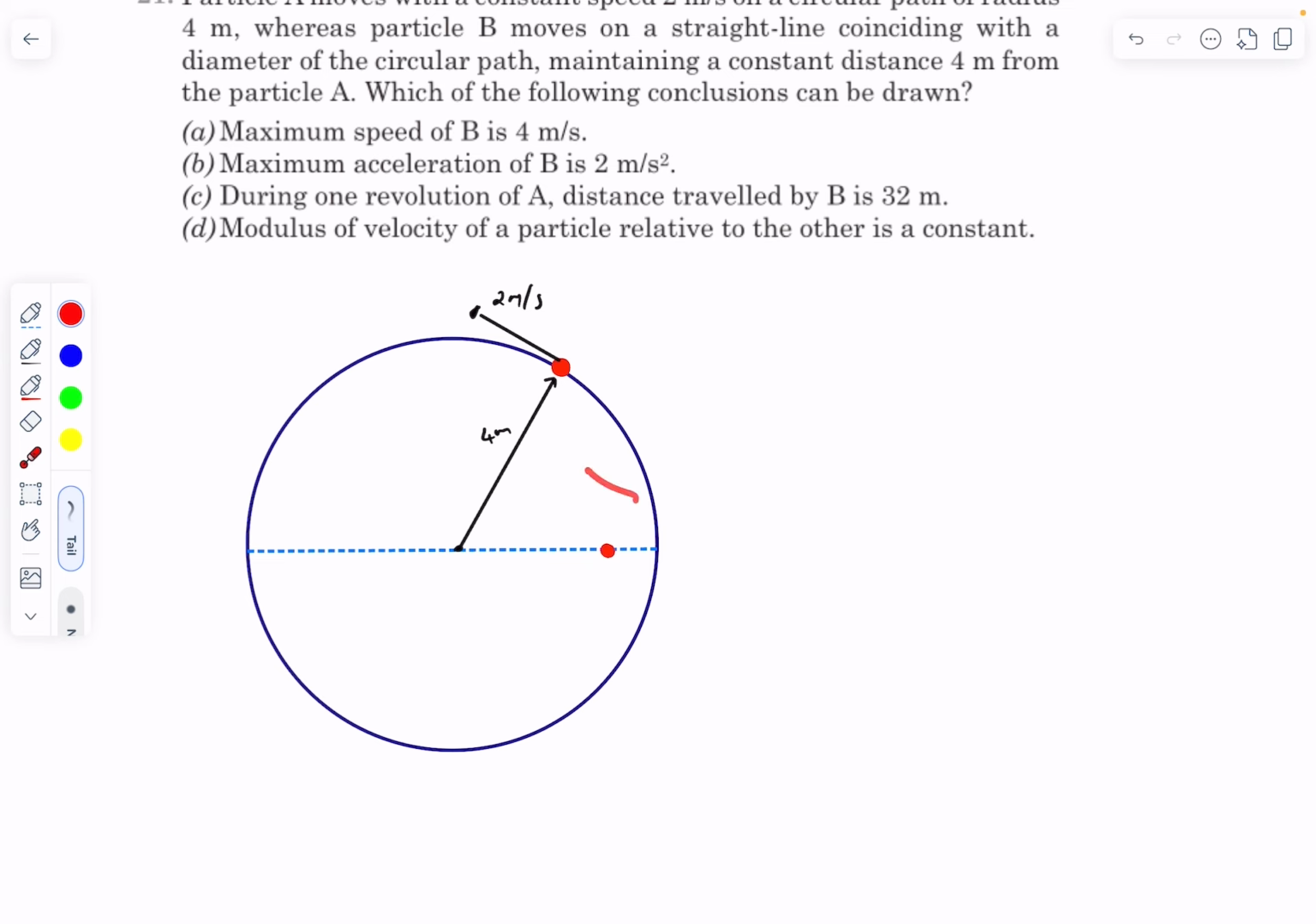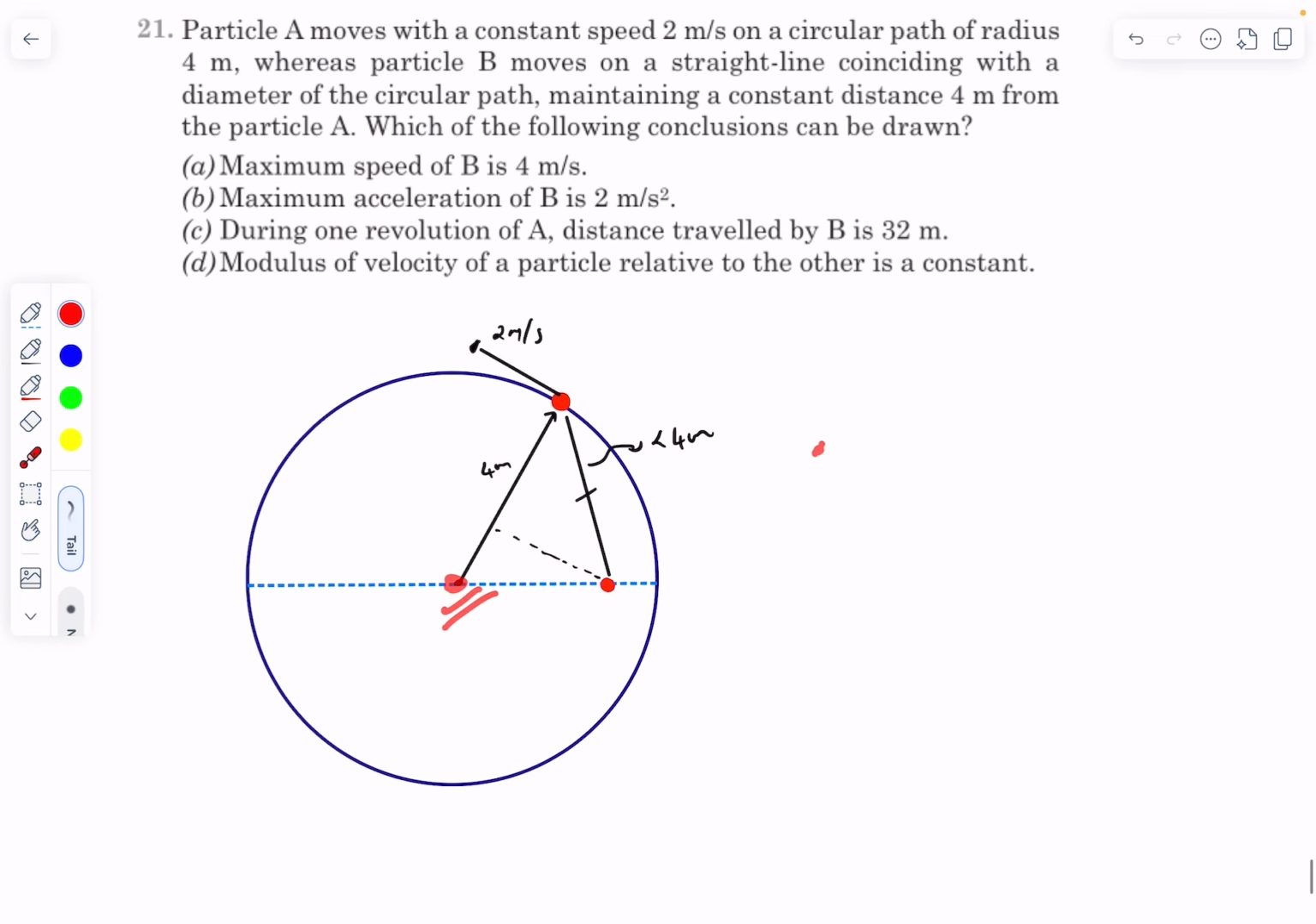Now this is actually not possible. Why? Because if you join these two points and drop a perpendicular, it's clear that this length over here is less than 4 meters. In fact, you can take any point on this horizontal line, and the distance between the two red dots will either be greater than 4 meters or less than 4 meters. It will only be exactly equal to 4 at the center of the circle. Which could be a case, but that's not the question they're trying to ask. They're saying that particle B actually moves, so it cannot just stay at the center.